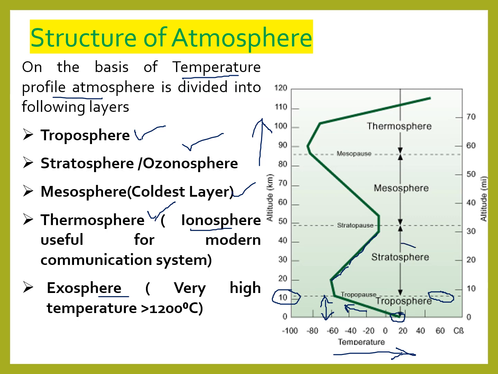The next region is called the stratosphere. This stratosphere region is generally found in the range up to 45 to 55 kilometers, so on an average 50 kilometers is shown. Here the maximum concentration of ozone is found, which protects mankind from harmful ultraviolet radiation. That's why it is also called the ozonosphere. After a certain time period, on reaching around 50 kilometers, the variation in temperature ceases, and that is called the stratopause.